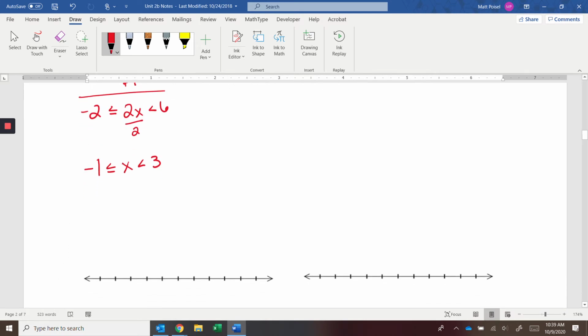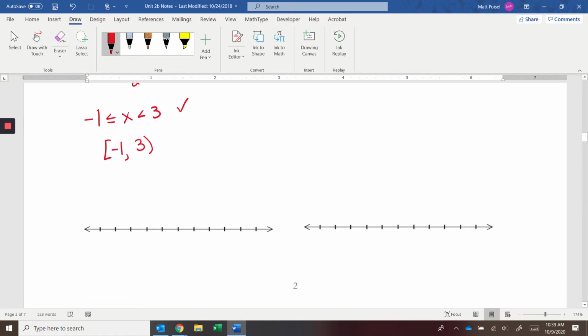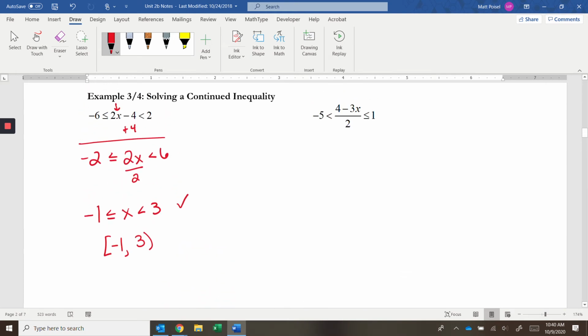And I'm done. So in terms of interval notation, let's see, this is an or equal to, so that's going to be a bracket. That's just less than, so that's going to be a parenthesis. Again, double check to make sure our signs are going from left to right. Here's my 0, closed circle at negative 1, open circle at 3, shade in between. So we're going to trap our x values between 2 points.